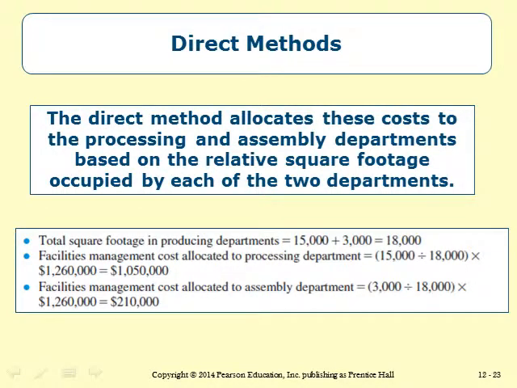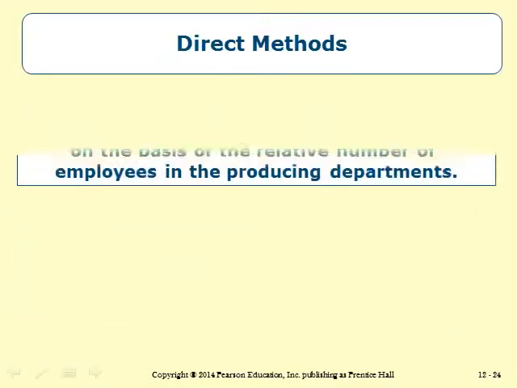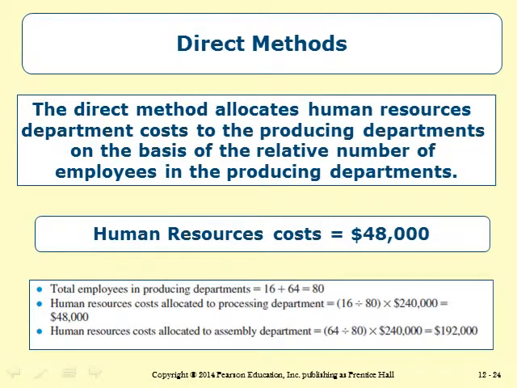And so under the direct method, as we said earlier, it ignores the fact that the facilities management cost is also supporting the human resource department, and it allocates cost to the processing and assembly department only. Likewise, the direct method allocates human resource department costs to the producing departments on the basis of the relative number of employees in the producing department.